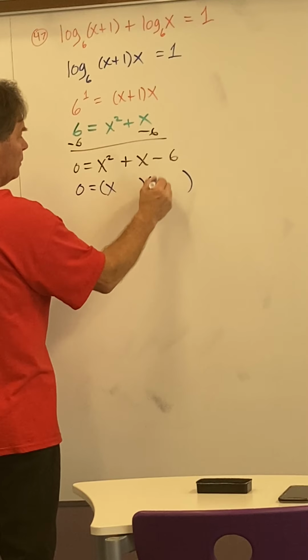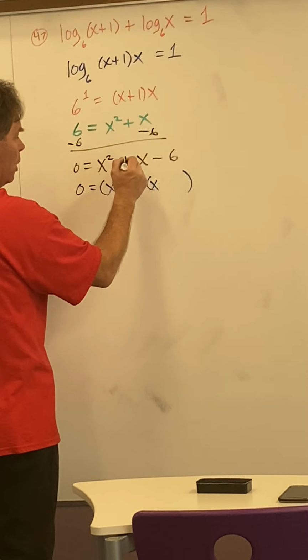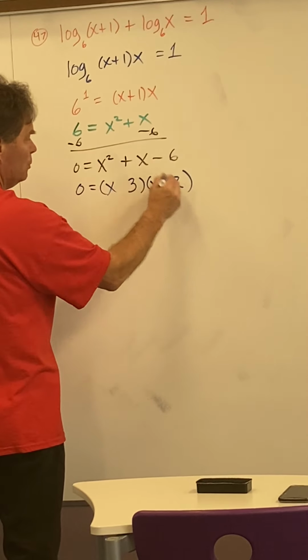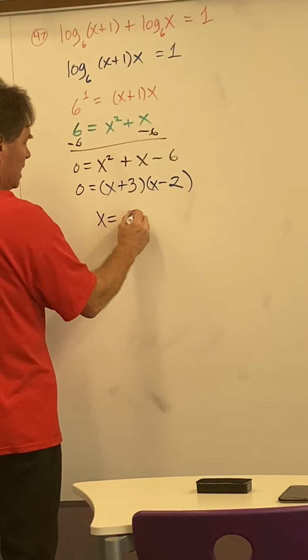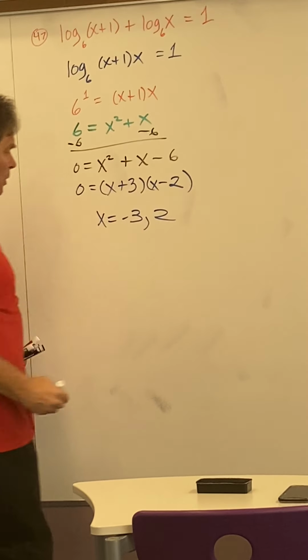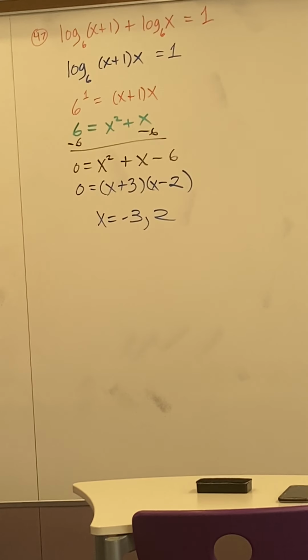Let's see, x. Two things that multiply to be 6 and subtract to be 1 would be 3 and 2. Different signs, bigger one plus, this one minus. x is -3 and regular 2. Those are my potential solutions.